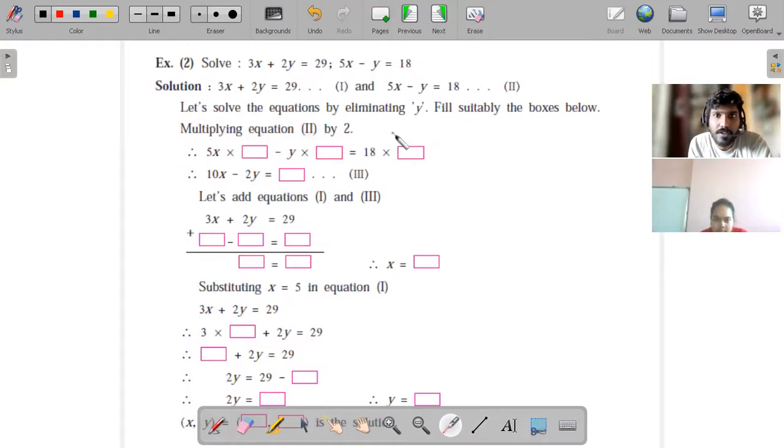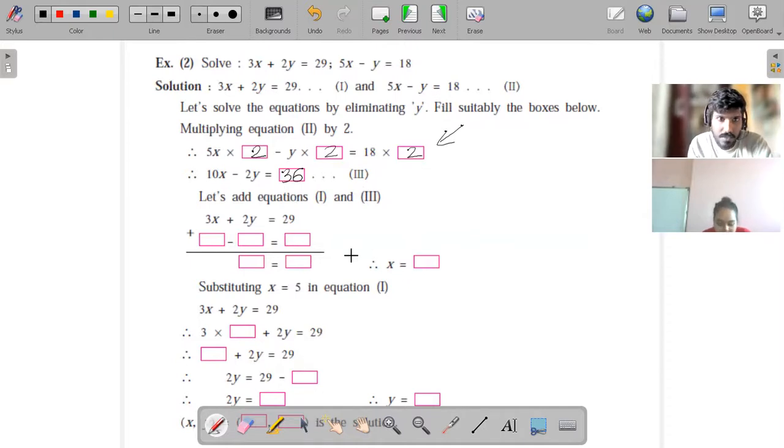Okay. Multiplying equation 2 by 2. So here 2 minus y. And what about this block here? 2. Because you're multiplying the entire equation with 2. So each term will be multiplied with 2. So 5x into 2 will give you 10x. Y into 2 gave you 2y. And what will be 18 into 2? 36. So what will be in this block? 36.